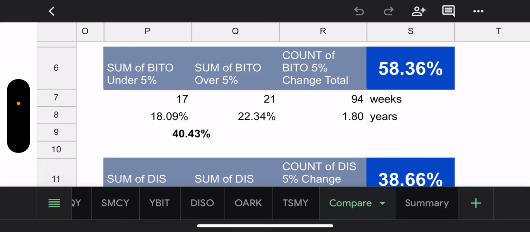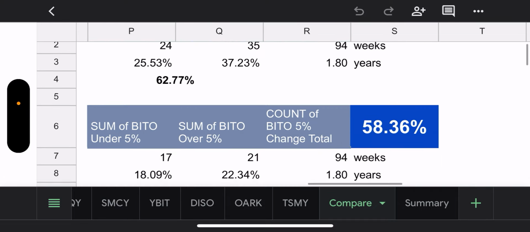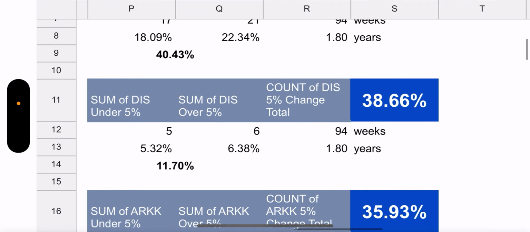Now, if we take a look at BITO for YBIT, their IV is 58%. That's not bad. Now, they went under 5% 17 times. They went over 5% 21 times. That's a 40% rate of the weeks in 94 weeks. That's less than SMCI. However, their IV is not as high.